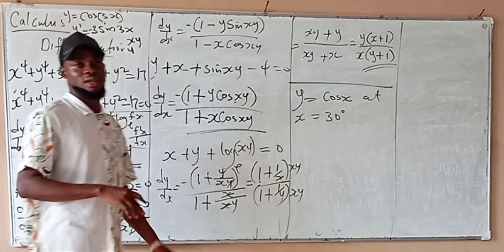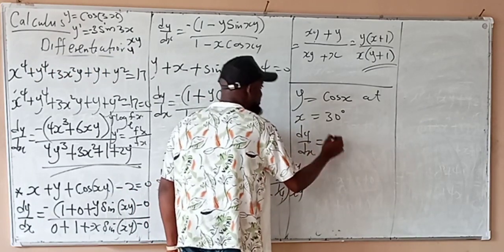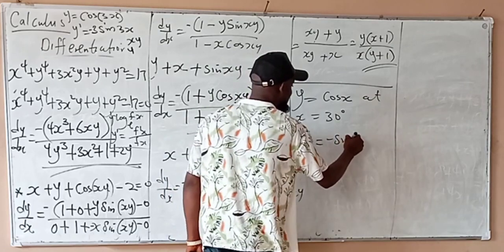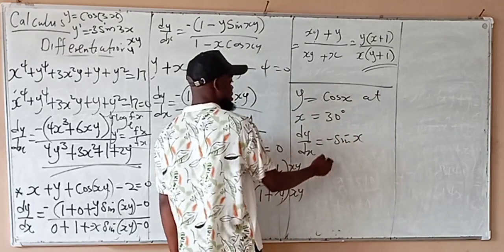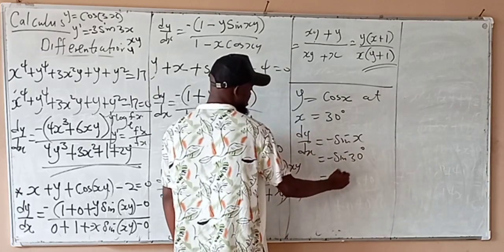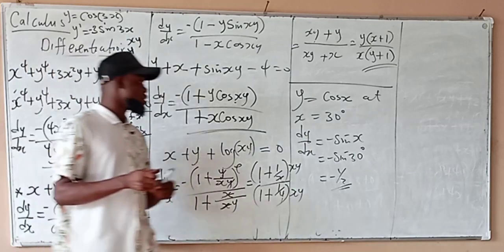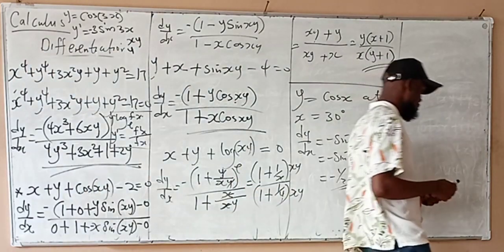Find the gradient of this function now. Let's see what I'm going to have. Gradient is differentiate once. Differentiate one by this, of this will be what? Minus sine x. Minus sine x will be minus sine 30 degrees. Now what is sine 30 degrees? That's half. Sine 30 is what? Half. So that's how we do it for gradients.